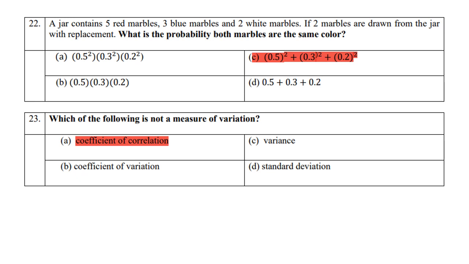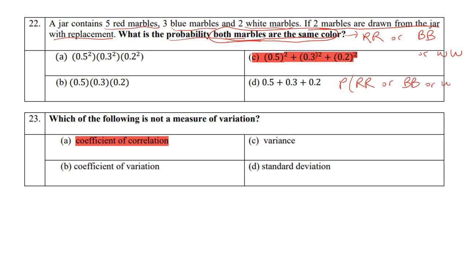A jar contains 5 red marbles, 3 blue marbles, 2 white marbles, and 8. Okay. If 2 marbles are drawn from the jar with replacement, what is the probability that both marbles are the same color? So, both are the same color means we draw red, red, or blue, blue, or white, white. So the question is asking what is the probability that we choose an RR or BB or WW?